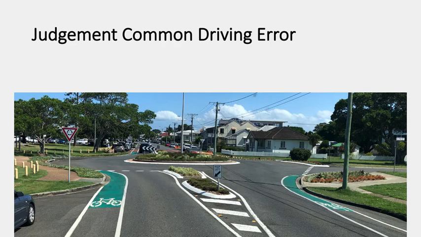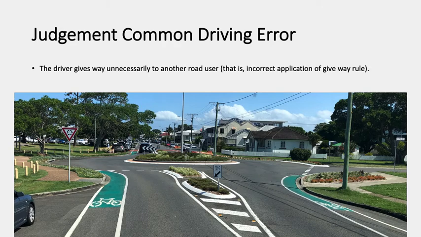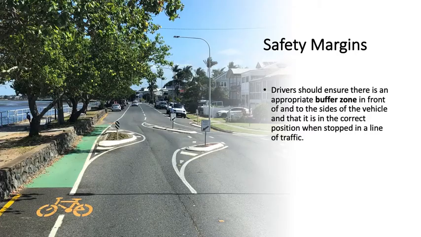Common judgment error, driving error, is the driver gives way unnecessarily to another road user. That is incorrect application of the give way rule. So if for example, a learner driver was coming up to this situation, it's completely clear, then they would move through without being required to stop. But some drivers drive up to that broken line there, the give way line, and just stop even though there's nobody coming. So we're looking to aim to move with the flow of the traffic.